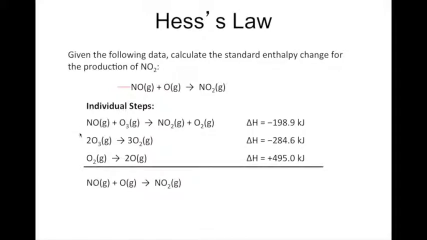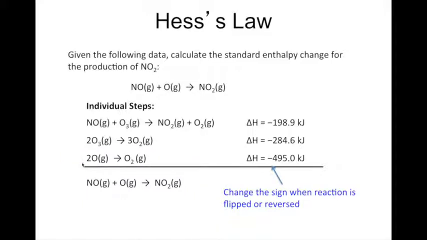Okay, so we want these 3 individual steps to add up to our overall reaction. So if I look, I've got NO on the reactant side here, that's good. I've got NO2 on the product side here. I need oxygen, just atomic oxygen, on the reactant side, and this reaction has it on the product side. So I need to flip that reaction around so that I can get O by itself, atomic oxygen, on the reactant side. And when I do that, of course, I have to change the sign for the enthalpy value for that step. Okay. So now I have atomic oxygen here.